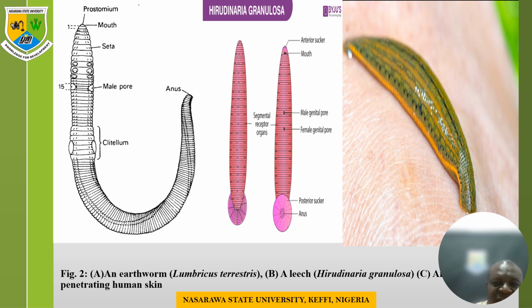As we go further, we'll see some of the features that clearly define these members, the hirudinea, and also this earthworm, how they behave, that makes them be placed in this class. Are we together? So this is the anus, as I mentioned. This is the anterior end, that is the mouth, and the anus, the posterior sucker of the members of this hirudinea, that is the leeches.